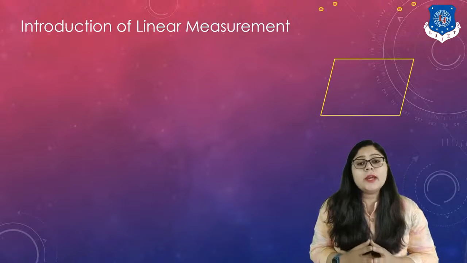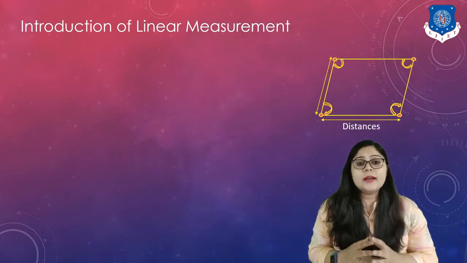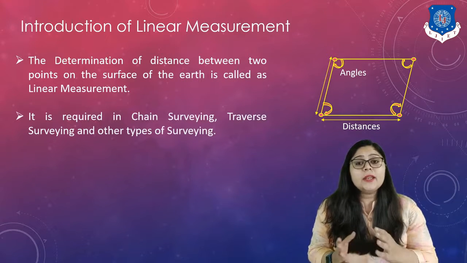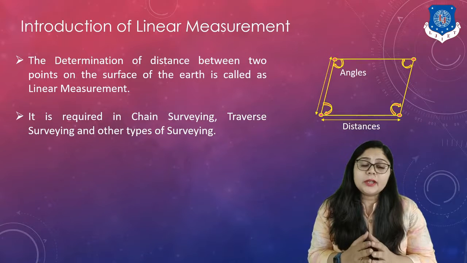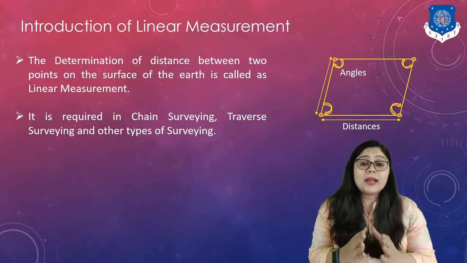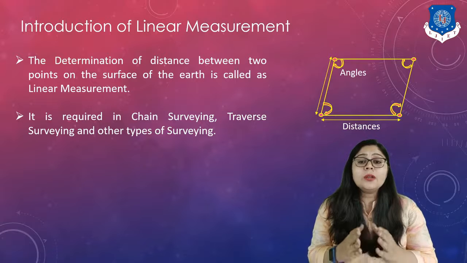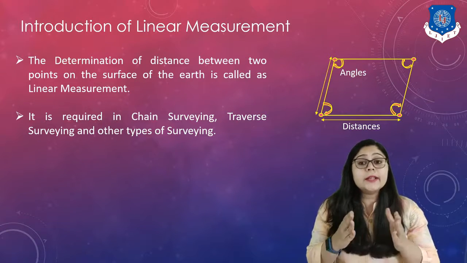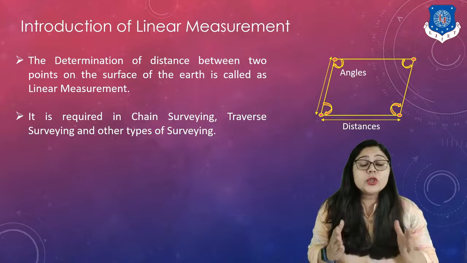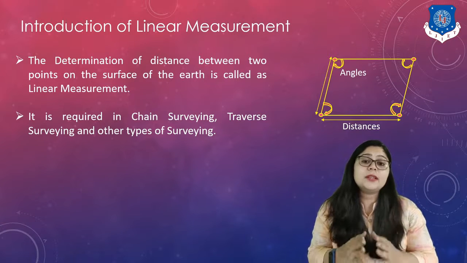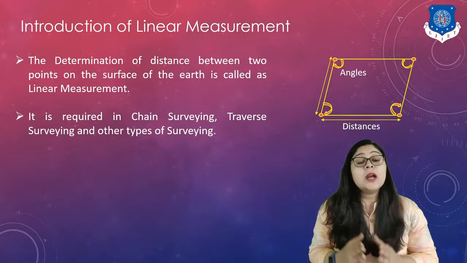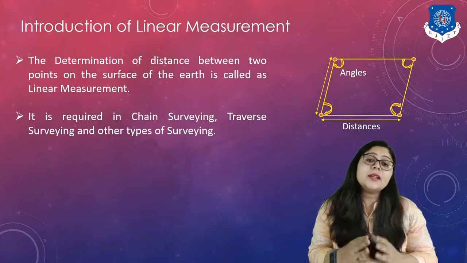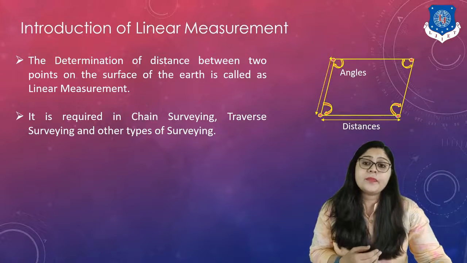Here on screen you can see that different points are plotted, and when we connect those points we can calculate the area and volume of that particular area. But as I said earlier, without knowing the angles and distance, it is not possible. So here, the determination of distance between two points on the surface of the earth is called linear measurement. It is required in chain surveying or traverse surveying or other types of surveying, right?